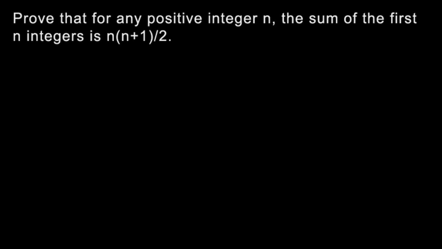Prove that for any positive integer n, the sum of the first n integers is n times n plus 1 over 2. So what we're trying to prove right now is that 1 plus 2 plus all the way up to n equals n times n plus 1 over 2. And we're going to use induction to prove this.